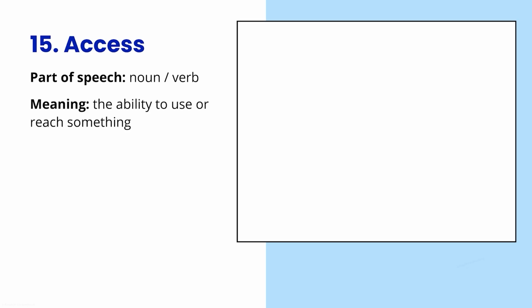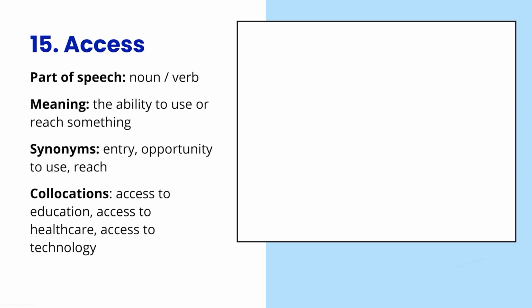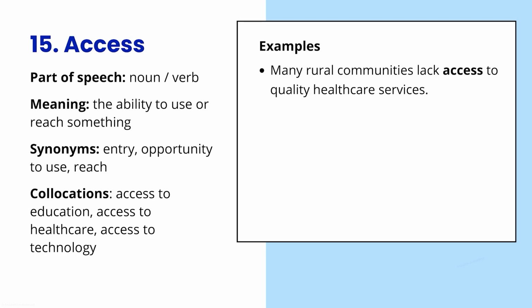Moving on to 15, which is access. Access can be a noun, and it can also be a verb, meaning the ability to use or reach something. Synonyms: entry, opportunity to use or reach. Collocations, access to education. So this means that people can use the education in that place. Access to healthcare, same thing. So the ability to use that healthcare. Access to technology. Here are some examples.